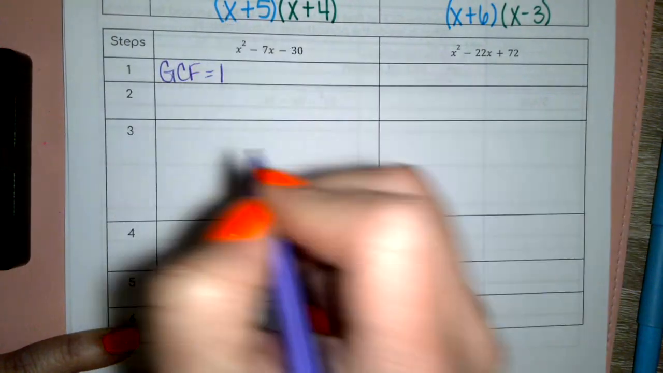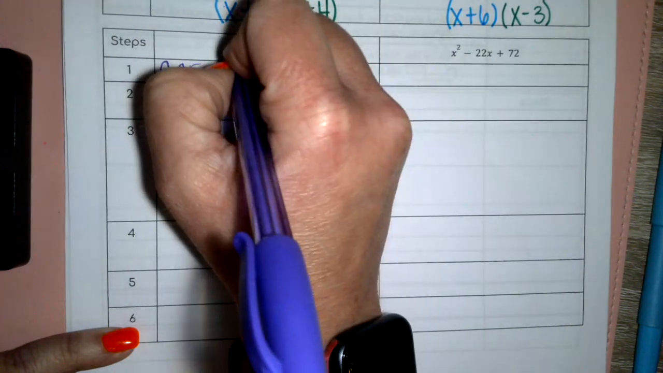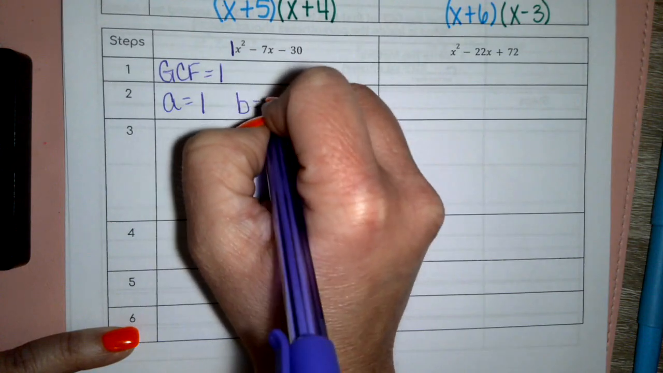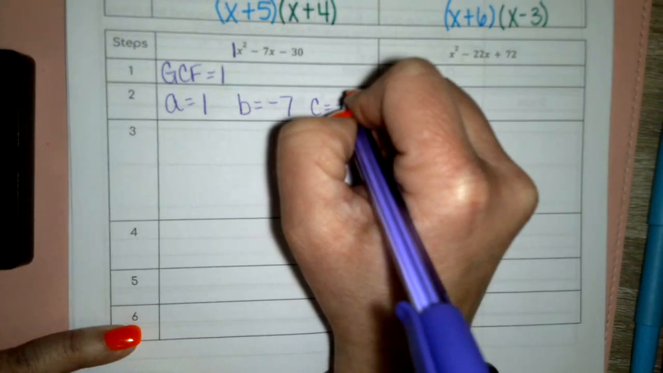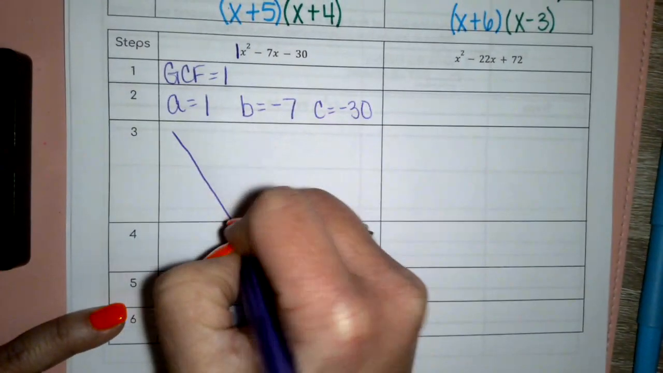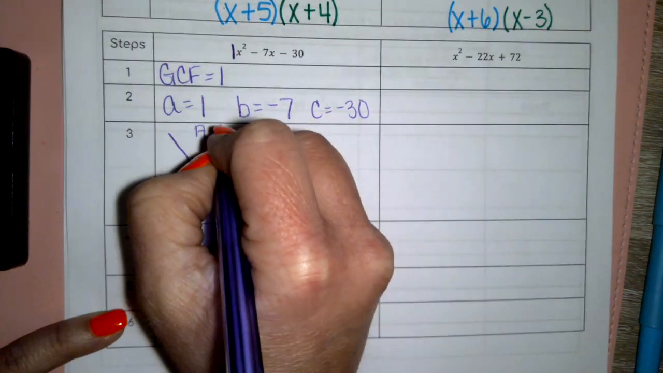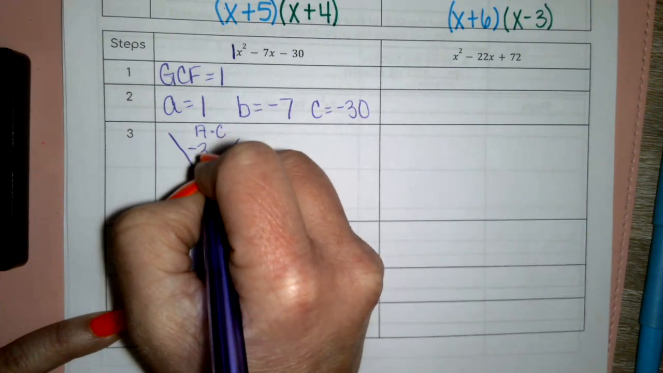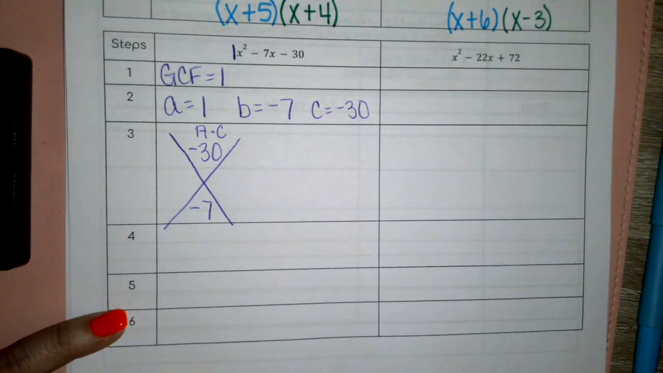equals 1. My A value is the number that sits in front of the x squared every time. My B value is negative 7, and my C value is negative 30. My x, it's always A times C. So 1 times negative 30 is negative 30, but they have to add together to give me negative 7.